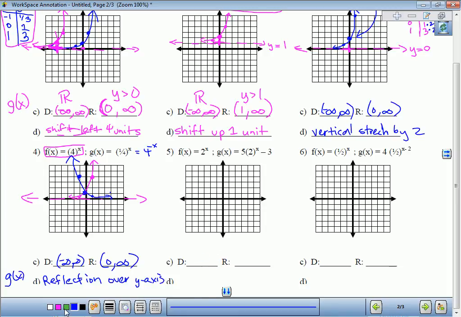So let's talk about what it would look like if it were a reflection over the x. What would I take right here to make it a reflection over the x? I'm going to make up a new function, call it h of x. If I throw the negative out in front, you're right. The negative out in front causes that reflection over the x. So we're going to say h of x is a reflection over the x.